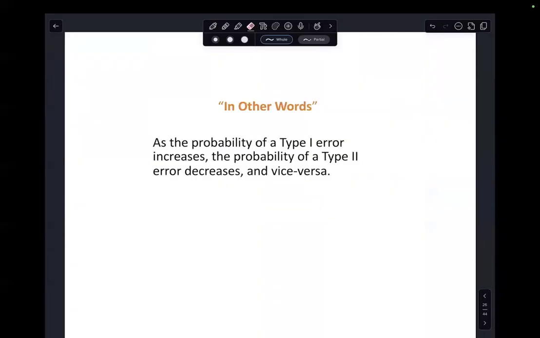In other words, the probability of making a type 1 error increases as the probability of the type 2 error decreases and vice versa. They are related to each other. I'm not going to ask you this on a test, so you can just nod your head and smile and we'll move on.